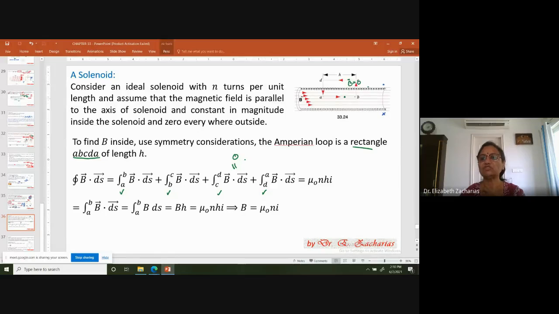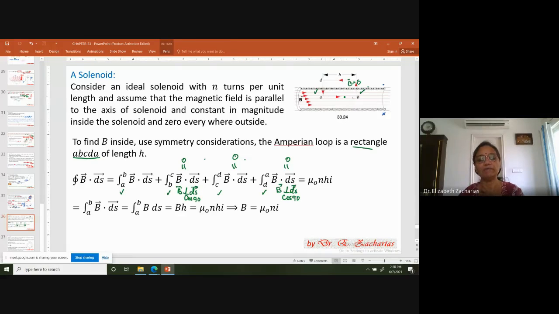Now, let's come to these two perpendicular paths, DA and BC. In both these places, B will be perpendicular to dS. Because B is perpendicular to dS, it will be cos 90. Cos 90 is 0. Therefore, these two also will give you 0. So that leaves us with just AB.